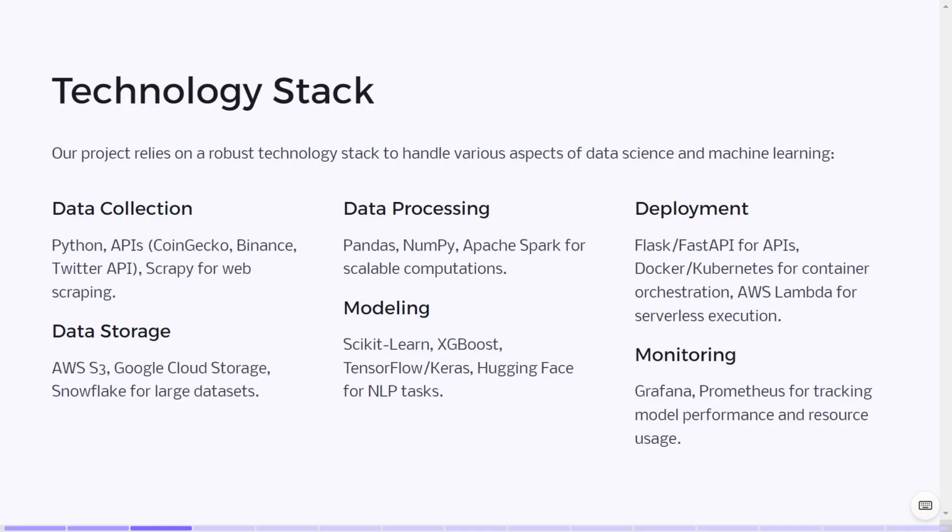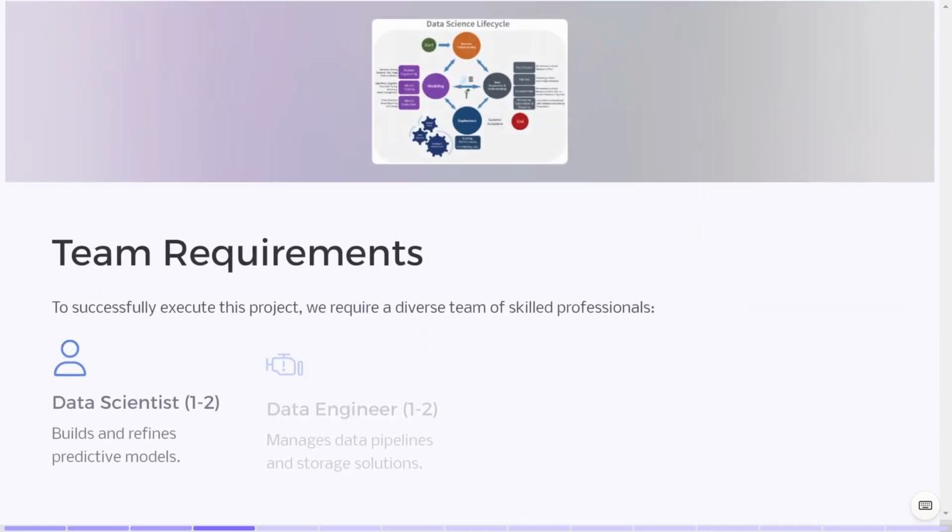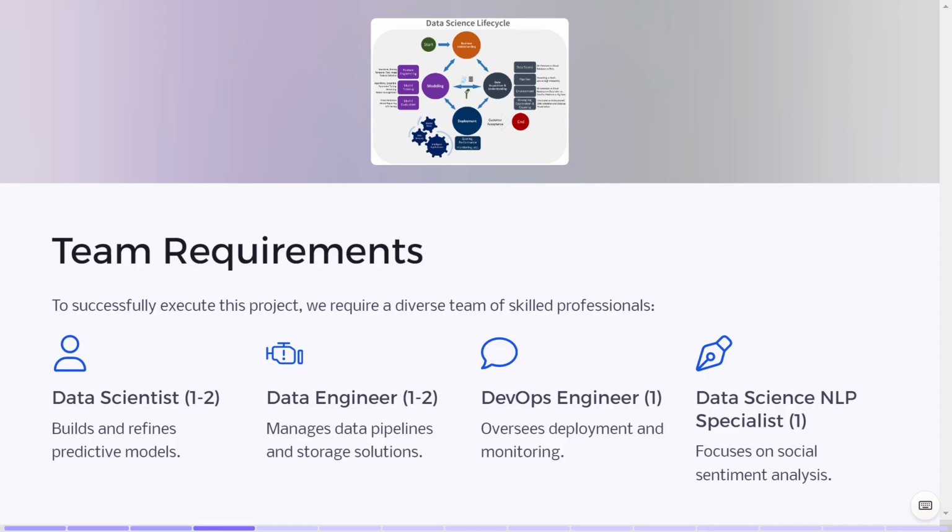As for the team, we required a multidisciplinary group: data scientists to develop the predictive models, data engineers to manage the pipelines and databases, an NLP specialist for sentiment analysis, and a DevOps engineer to handle deployment and monitoring. The project manager ensured that all components came together smoothly, coordinating tasks and timelines.